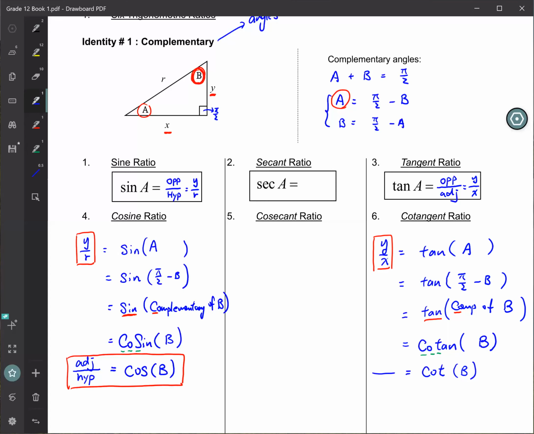Tangent. Yes, tangent is looking from angle A, right? Right now we are looking from angle B. If you look from angle B, what's the name of the y? Would you call that hypotenuse, opposite, adjacent? Adjacent. Yeah. What about x? Opposite. Yes. So y over x will be what over what? Which side over which side? Adjacent over opposite. Yes. Okay. So that will be the definition for cotangent.